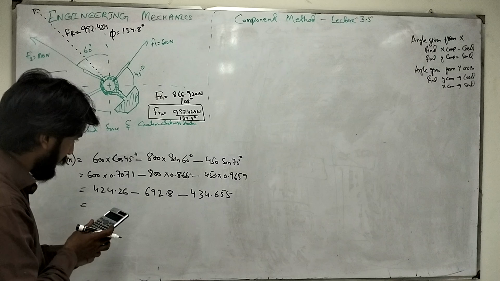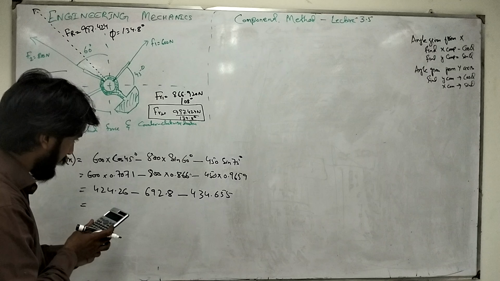800 multiplied by what? We have the angle from the y-axis and we need to find the y component, so we will be using cosine 60 degrees. And now we have this third component. If you observe it, it is pulling in the negative y-axis direction, so we will have a minus sign over here, and 450, the force, will be multiplied by the angle. We have the angle from the y-axis and we need to find the y component, so it will be cosine 75 degrees. Now we need to solve them.